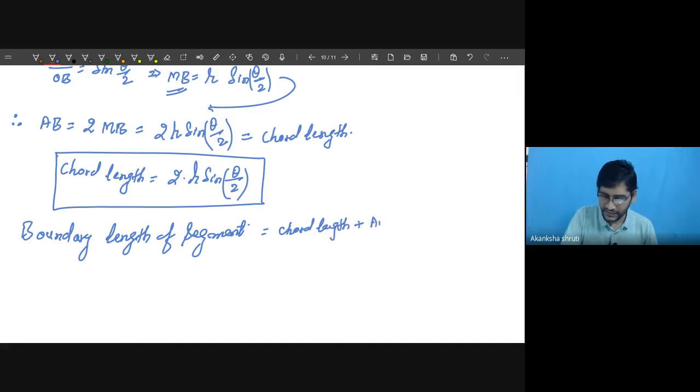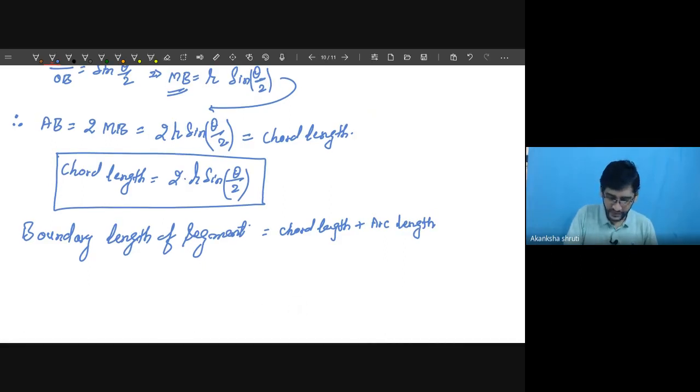plus arc length. The chord length that we have calculated is 2R sine of theta by 2, plus the arc length we have calculated. What was that? That was theta by 360 into pi r square. Was this? This is for the area.